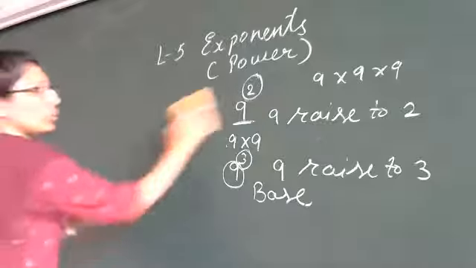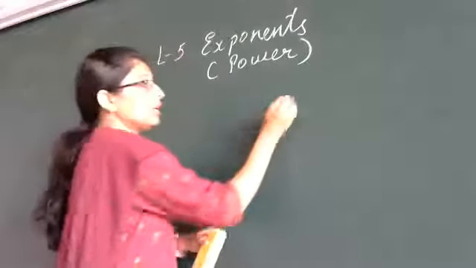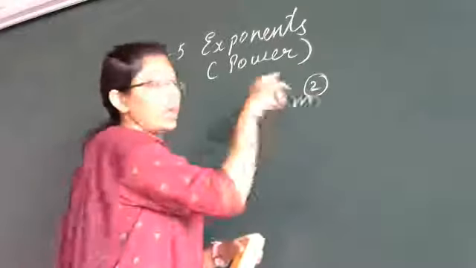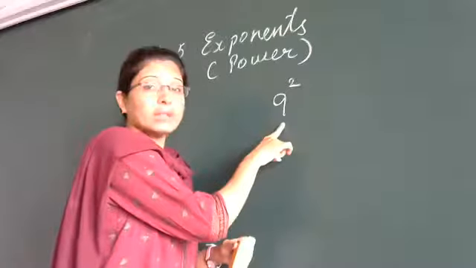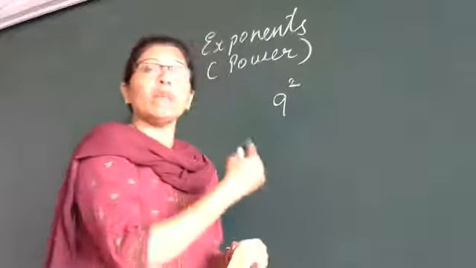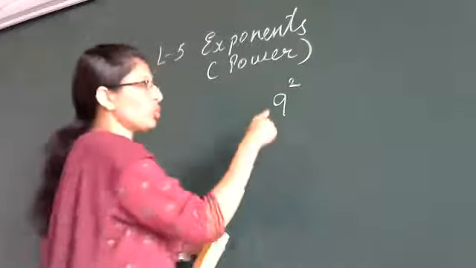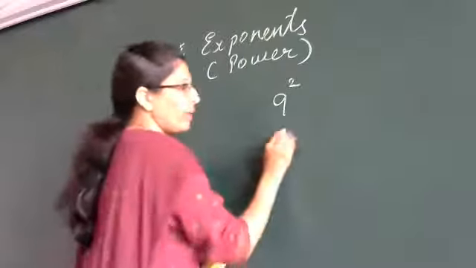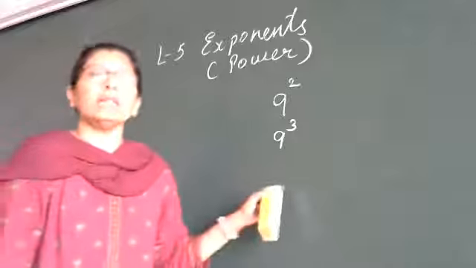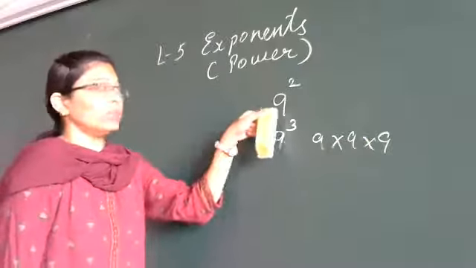Now, during area and angle, we had seen square units, that means centimeter square. I told you that we have to say it as square. So we can say it like this also. We can read it as 9 raised to the power of 2, or 9 square. Square means the same number multiplied 2 times. Whenever 2 is there, we can say 9 square. And whenever 3 is there, we can say 9 cube, that means 9 is multiplied 3 times. Understood about exponent and base?